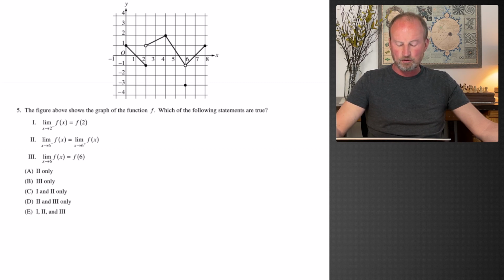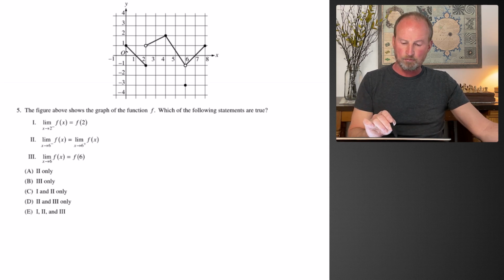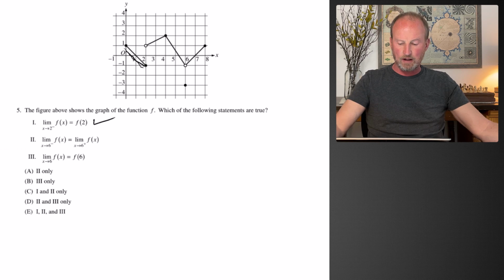Which of the following statements are true? The limit as x approaches 2 from the left for this function goes to the same value as the function. Yes. How do I know? Because of the closed circle. As I approach 2 from the left, it does go to the value of f of 2. Number 5, A, yes.